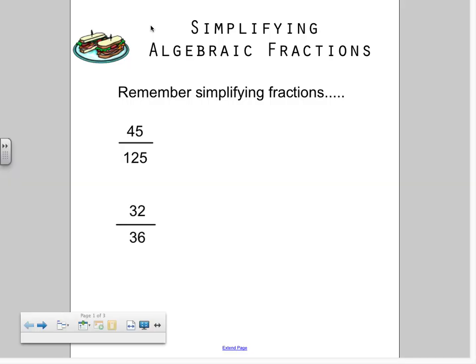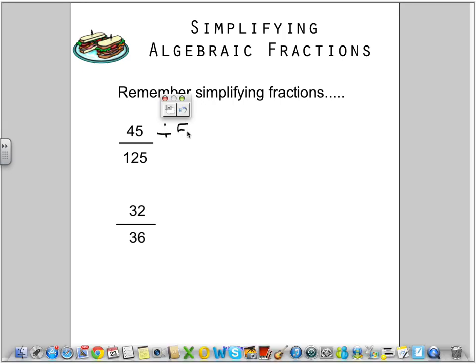Okay, simplifying algebraic fractions. This is lesson 4.4. We're going to start this unit by remembering how to simplify regular fractions. So 45 over 125, you should look for a common factor. That 5 goes into both of those numbers, so I'm going to divide the top and the bottom by the same number, 5. And I get 9 over 25.